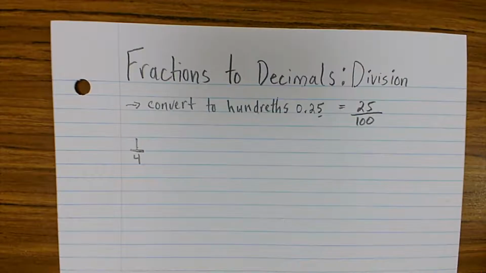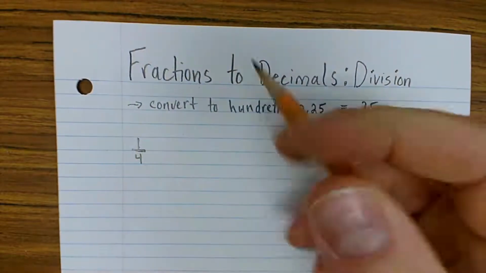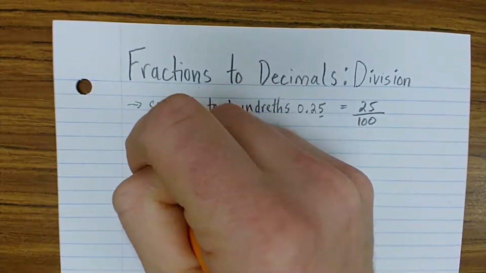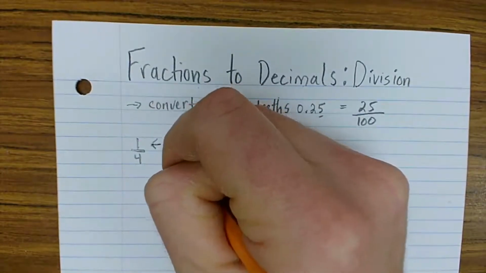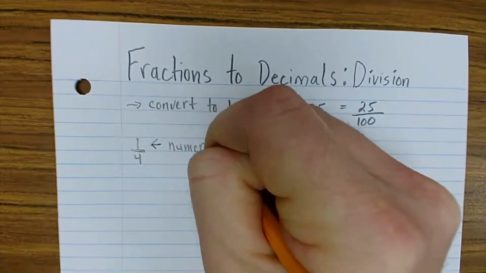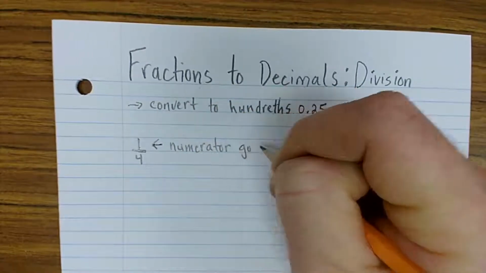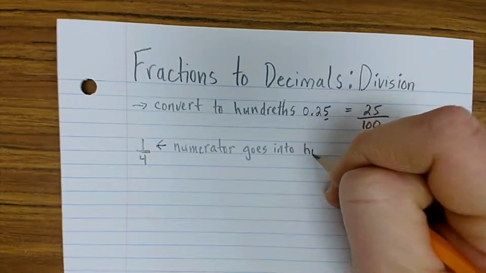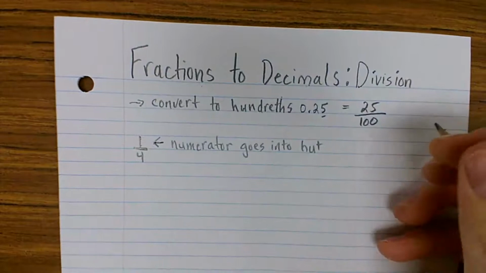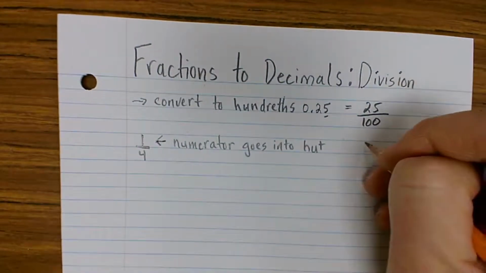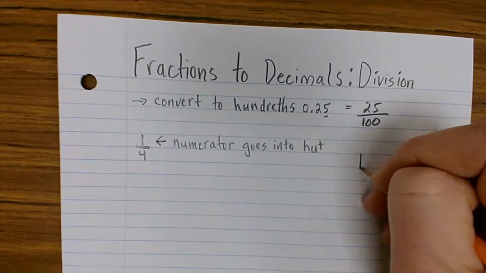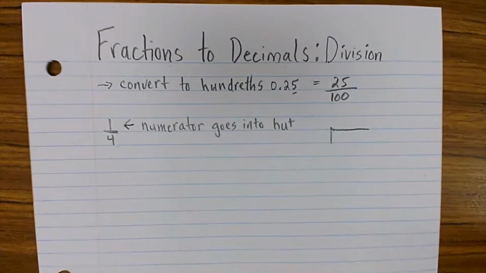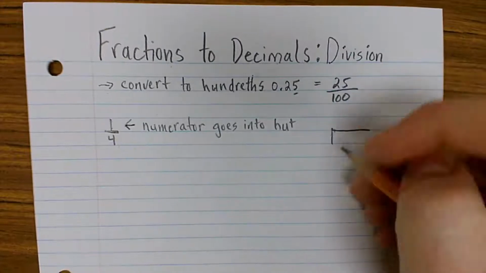So how we do this is the numerator goes in the hut. So I'll just make a little note here. Numerator goes into hut. So that'll look something like this. I'll go one line down. Now I use my lines with loose leaf. It's a tool. There's a reason there's lines on it, to keep everything organized.